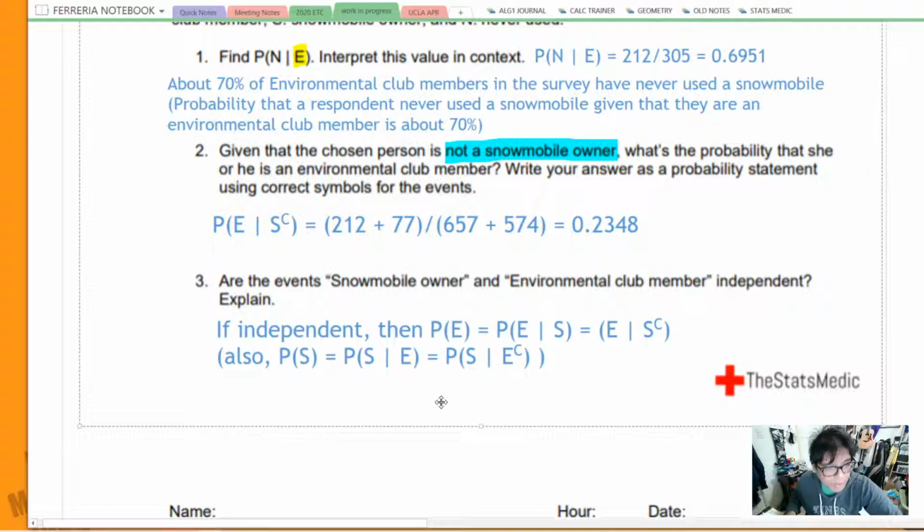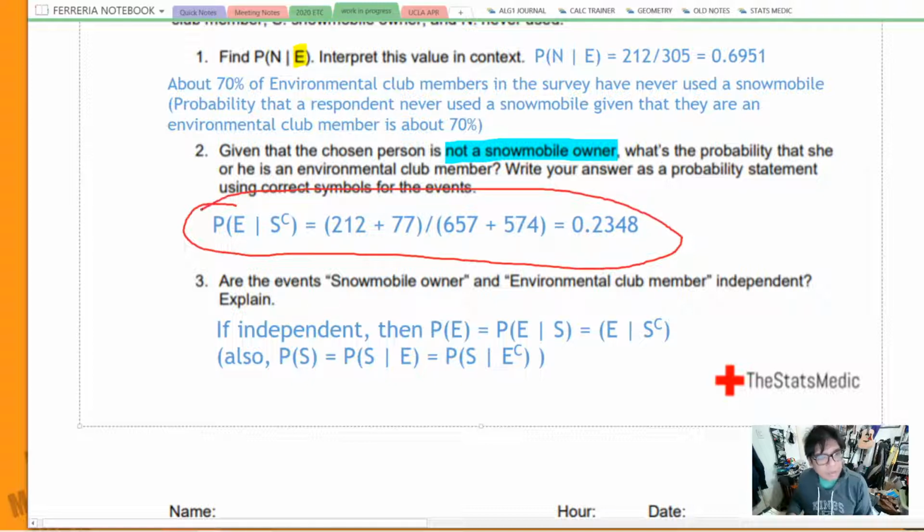There are so many ways that you can test this. The way that I'm going to go is if they are independent, then the probability of E is equal to the probability of E given S and the probability of E given S complement. You could have also used the probability of S equals S given E and equals S given E complement. Either of those two would work. But the reason I chose the first one is because I already know the probability of E given S complement. So all I need to do is compare that to the probability of E.